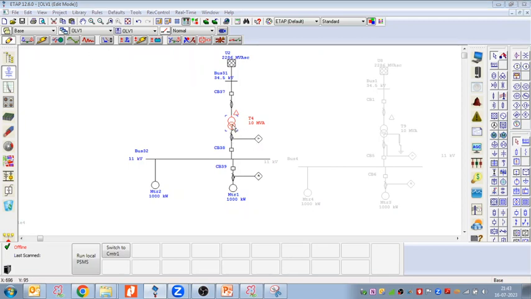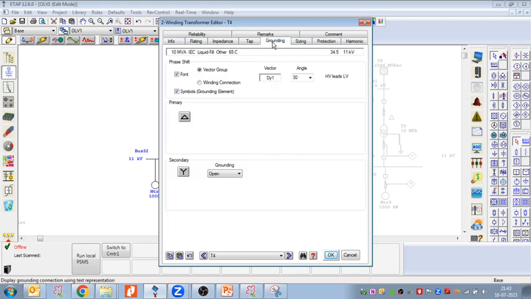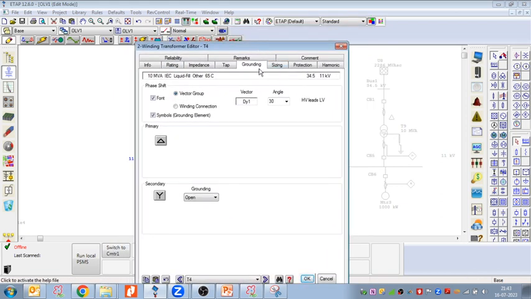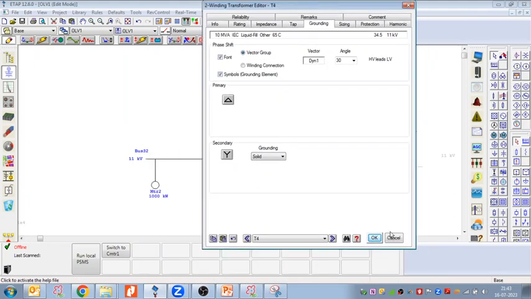Let us take the transformer, go to the transformer edit box and go to the grounding tab, where we can select the grounding of the transformer. So we are taking the primary as delta and the secondary as star, and let us go with solid grounding, effective grounding, which we generally use.